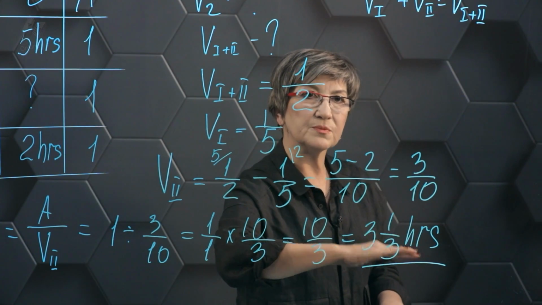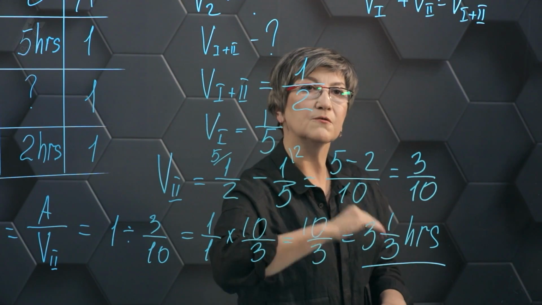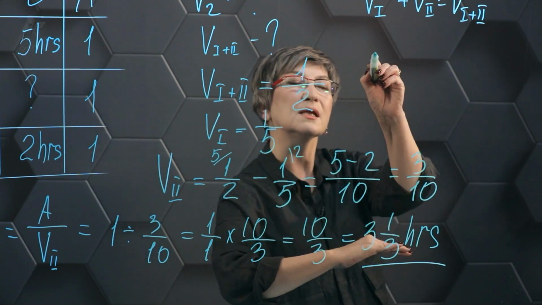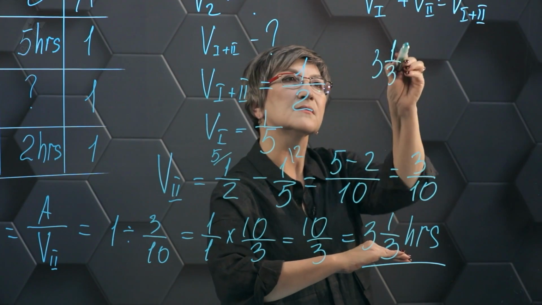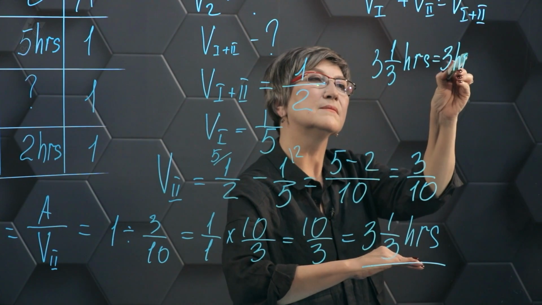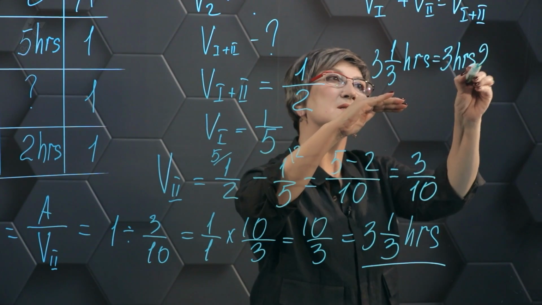But let's write 3 whole 1/3 hours in hours and minutes. 3 and 1/3 of an hour is 3 hours and 20 minutes.